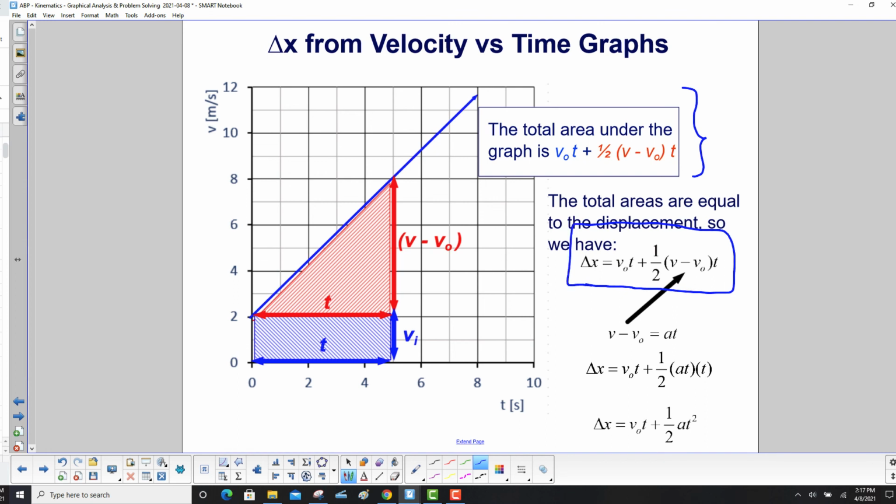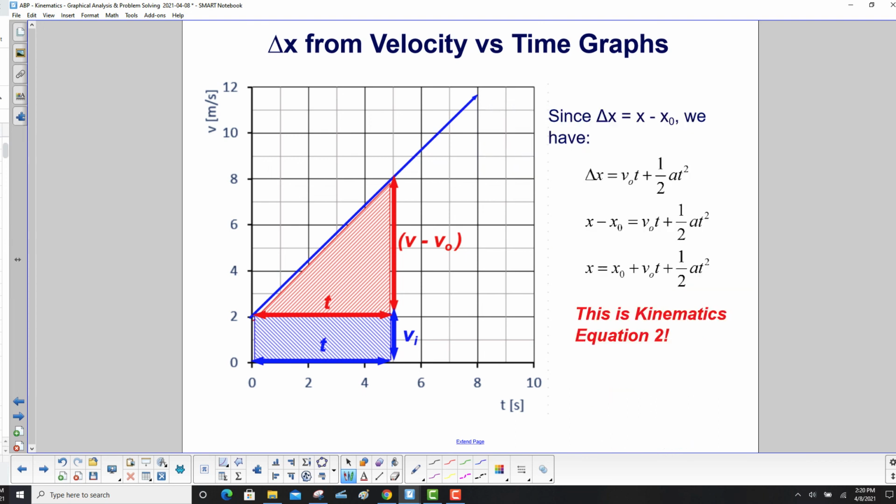Now what is v minus v0? Well, we define acceleration as final minus initial velocity over time. So you do a tiny bit of rearrangement there, and v minus v0 is equal to at. Substitute at in for the v minus v0, and we have delta x equals v0t plus 1/2 at times t. Multiply through by t, and we have delta x is v0t plus 1/2 at squared.